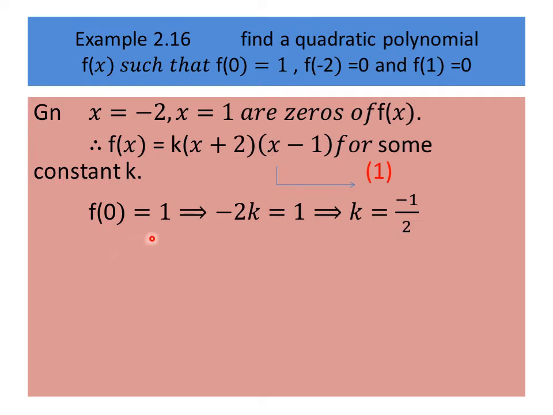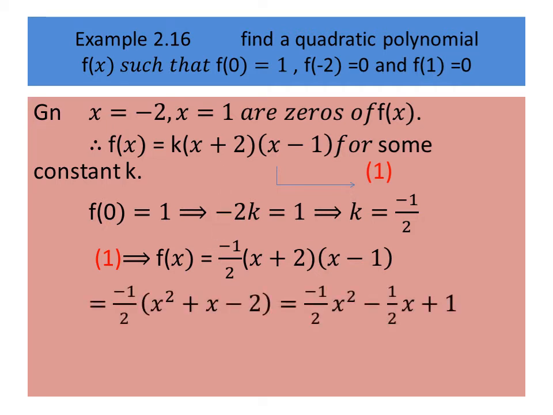So f of 0 equal to 1 means replace x by 0 here. So k into 0 plus 2 into 0 minus 1, so 2 into minus 1, it is minus 2. So minus 2k is equal to, in the right hand side we have 1, which implies k value is equal to minus 1 by 2. Now replace this k value in equation 1. So f of x is equal to minus 1 by 2 into x plus 2 into x minus 1.